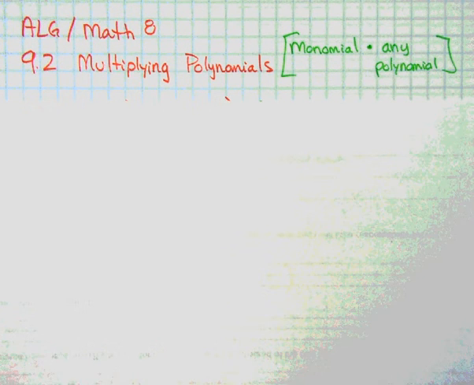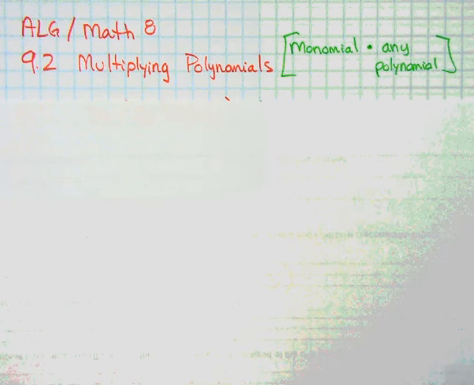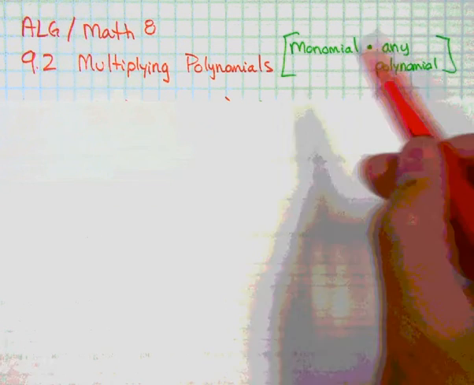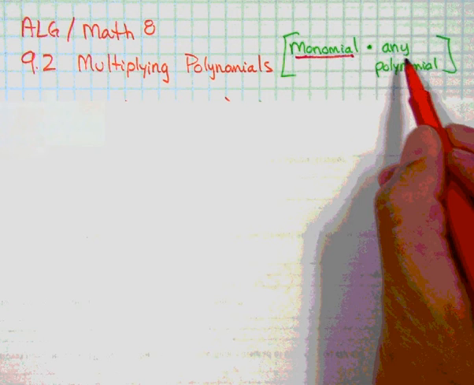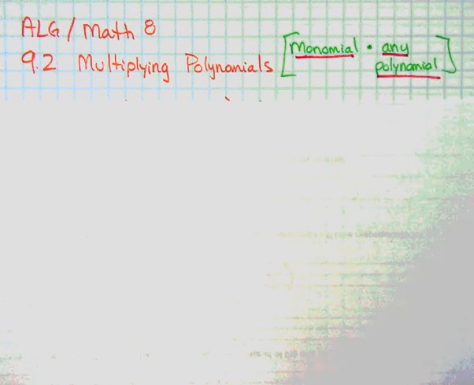Okay, in this video we're going to multiply polynomials again, except this time we're going to concentrate our focus on multiplying a monomial, which is a single term, with any polynomial, any multiple terms. Okay, so let's take a look at some examples that we have here.